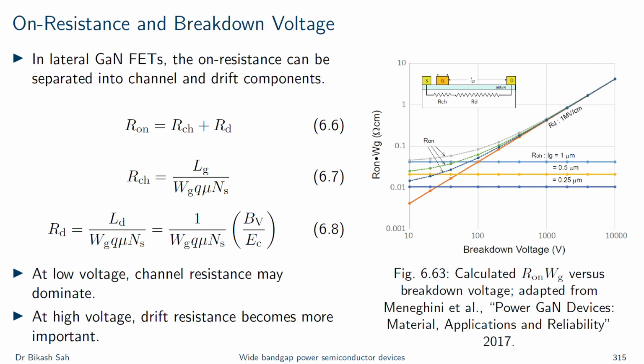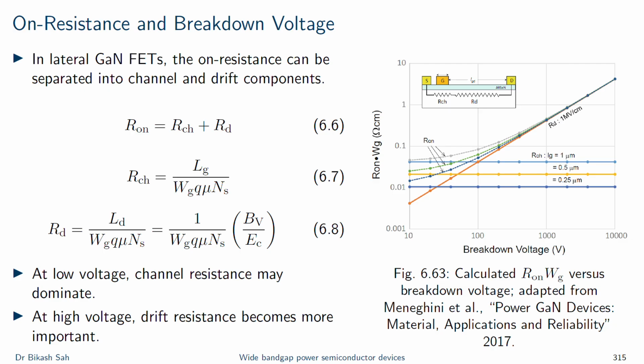Now we understand the on-resistance and the breakdown voltage. We are now returning to our familiar power device trade-off concept, which is the on-resistance versus the breakdown voltage. Generally they are inversely proportional to each other, but a lot of things have to be considered while we say that they are inversely proportional.